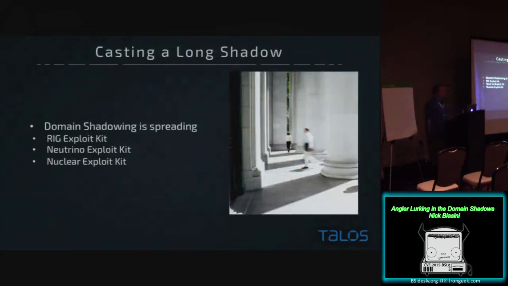So domain shadowing was so effective that it started being copied. What is it they say? That imitation is the highest form of flattery. If that's the case, then Angler should be very flattered, because exploit kits are using domain shadowing more and more. We saw Rig pick it up within a matter of months. We've seen Neutrino pick it up, and recently we saw Nuclear added as well. This stuff is very, very effective, so more and more exploit kits are going to continue to use it, because it works.